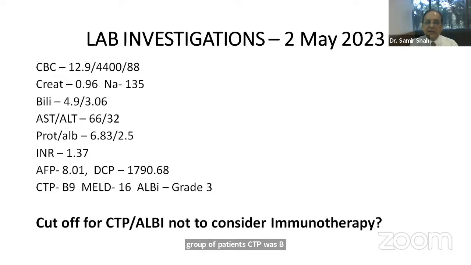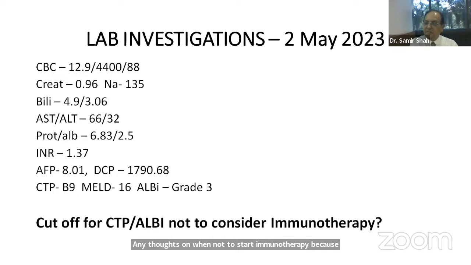So again, a question is, do we have a cutoff where we do not consider immunotherapy in patients who have Child-Pugh score B, but closer to B9 and not actually decompensated to C? Any thoughts on when not to start immunotherapy because of the liver status?